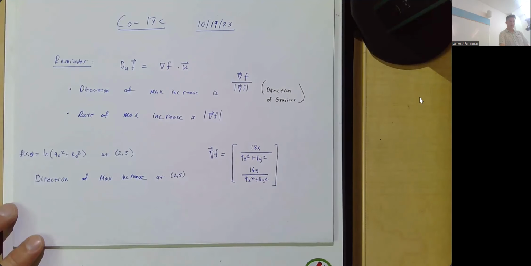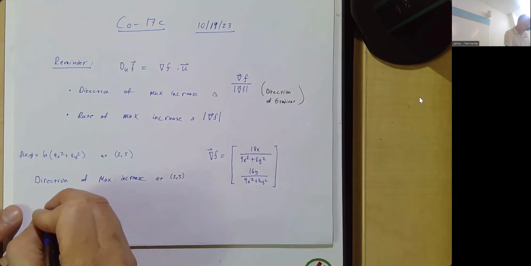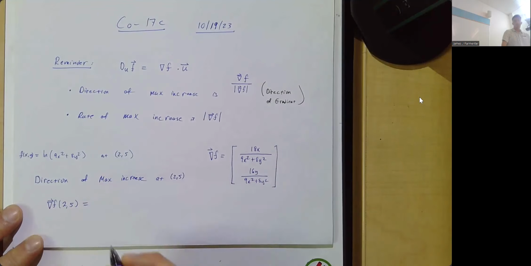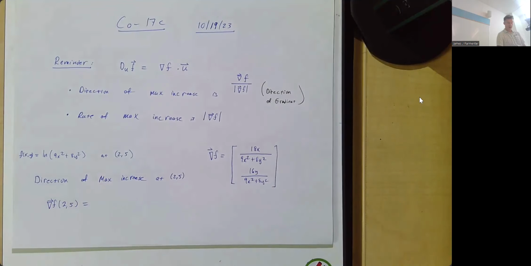Similarly, the derivative with respect to y is going to be 16y over 9x squared plus 8y squared. Kind of gross looking, but that's fine. Our gradient at the given point, (2, 5), we're just going to plug in 2 for x and 5 for y. So this is going to get a little bit gnarly, but I'm going to make it way, way easier with one little trick.